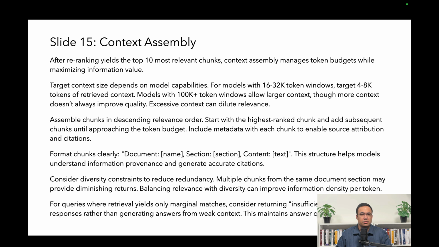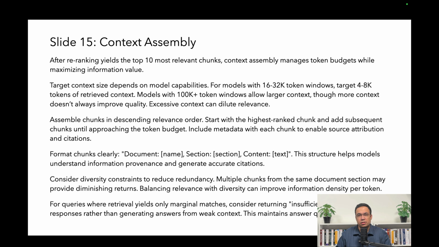Assemble chunks in descending relevance order. Start with your highest-rated chunk and add subsequent chunks until you're approaching your token budget. Include the metadata with each chunk to enable source attribution and proper citations. You should format chunks pretty clearly, something like: document, API reference.md, section, authentication, content, and then the chunk text. This clear structure helps the model understand where information is coming from and enables it to generate accurate citations. The LLM can say, for example, "according to the API reference documentation," instead of just generating information without any attribution.